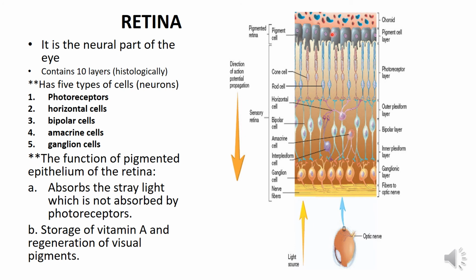The other function of this pigmented epithelium, the pigmented layer of the retina, is the storage of vitamin A. And vitamin A is an important part of the photopigment found in the photoreceptors. So every time we need vitamin A to synthesize the photopigment, some of this vitamin A is coming from the pigmented layer of the retina.